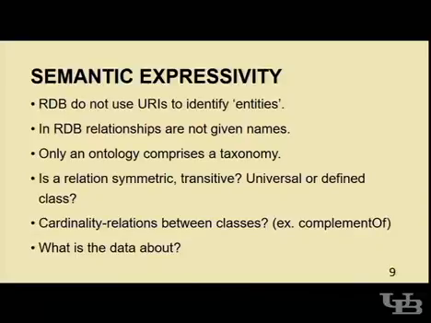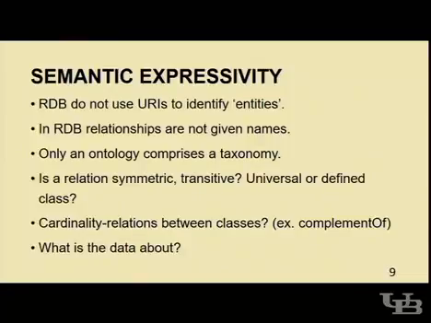One thing, relational databases do not use URIs to identify tables or relationships. Primary keys are kind of URIs, but it's just for the instances. You do not use URIs to identify tables and relationships, so you cannot link different tables or different attributes, columns from different databases together. And in general, relationships in databases are not given names.